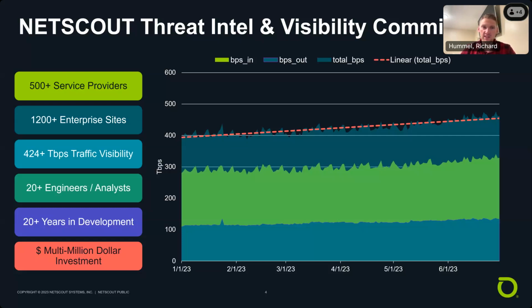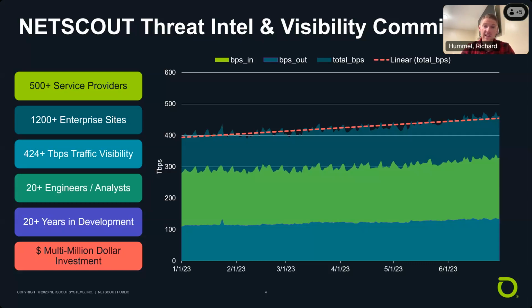So 1,400 enterprise sites. Collectively, we're talking 424 terabits of internet traffic any given second of any given day. We've got 20 people working in threat intelligence. We have more than 2 decades, actually probably closer to 3 decades, of building out this network, working with our customers, working with our service providers and enterprises to truly understand the insights that we glean from the global internet space.